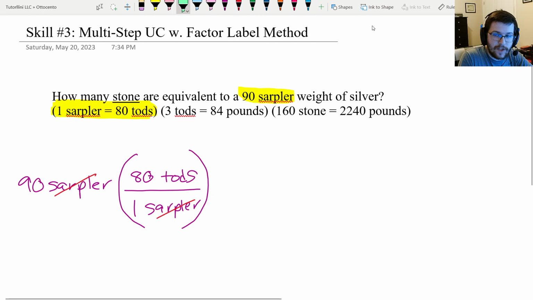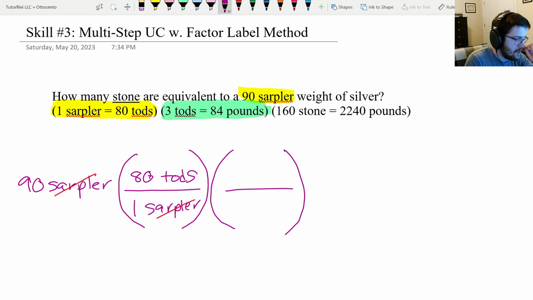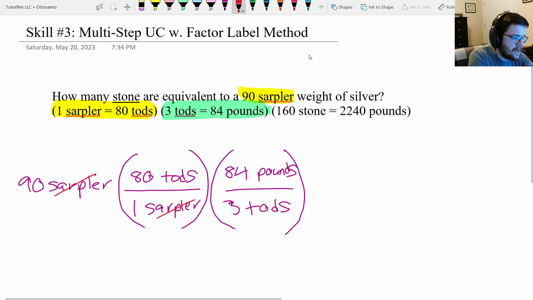So now we want to use a unit conversion with Tods in it. So I see that's this one here. And we're going to make another parentheses. And once again, I'm going to put 3 Tods on the bottom, hoping that I can get it to cancel, and 84 pounds on the top. And we do have Tods on opposite sides of the division sign. They're the same unit, so they cancel out. And now we're left with pounds.